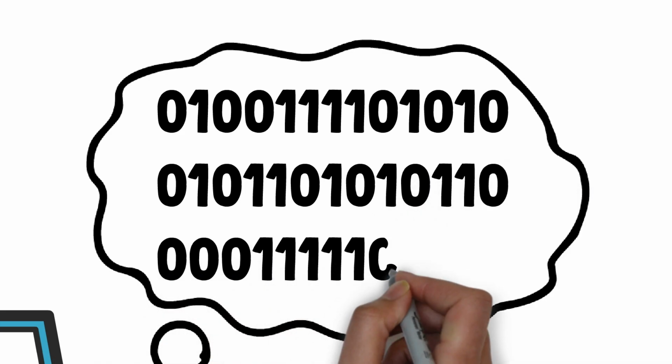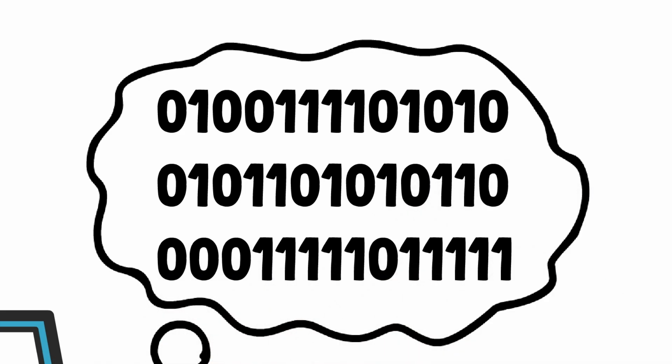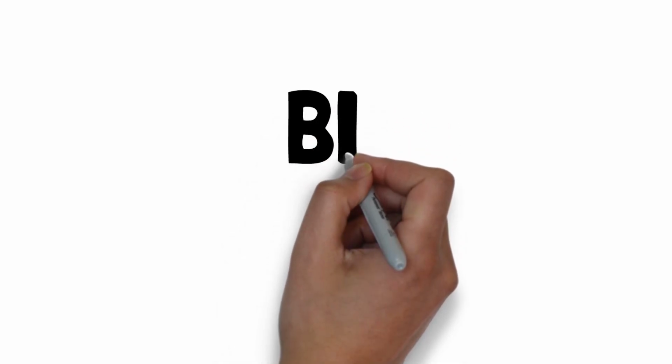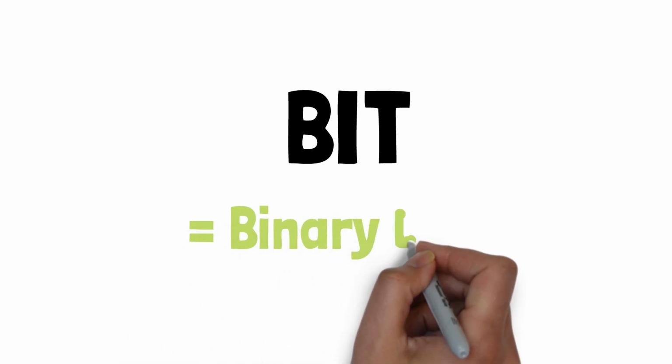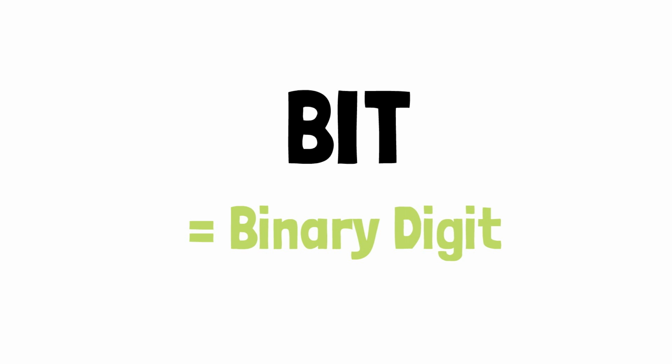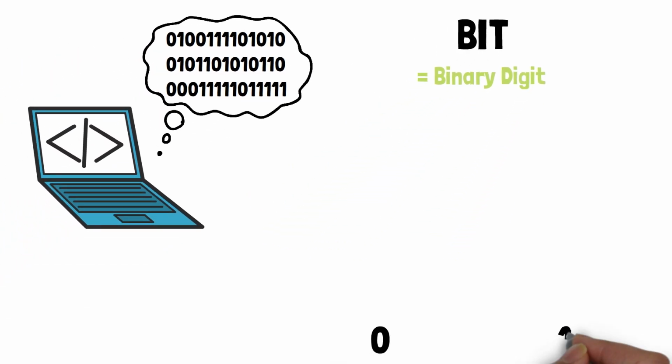A sequence of zeros and ones may represent a letter or a sentence or a number in a computer. Now, we know that computers can store lots of information, but the simplest piece of information that a computer can store is called a bit. A bit is either a 0 or a 1, and bit is short for binary digit because of the two possible states, 0 and 1.